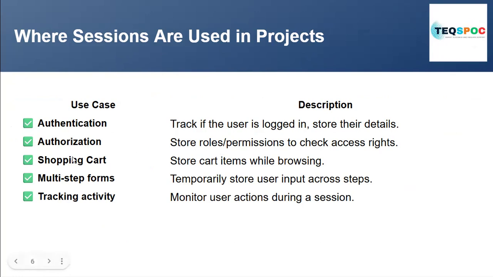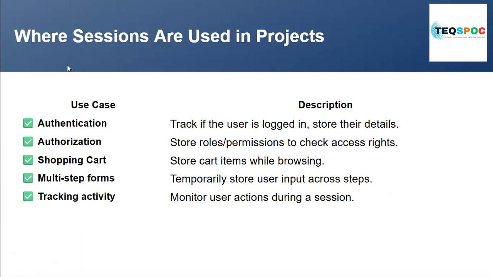Shopping cart: when a particular user enters Amazon or Flipkart, every user has one session ID. If you store something in the cart while browsing, that thing will be stored in the session, meaning what you have searched or not. Then according to that, next time when you come, they will show the respective product. Multi-step forms temporarily store the user input across the steps, so they also use the session. In tracking activity, we monitor user activity during the session, because when your session is stored in the cookies, they will track with the help of the data stored in the cookies.